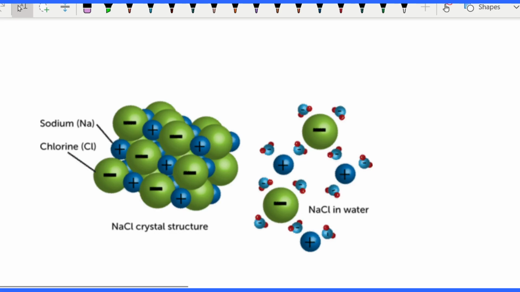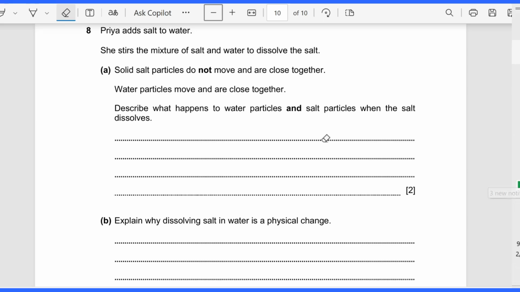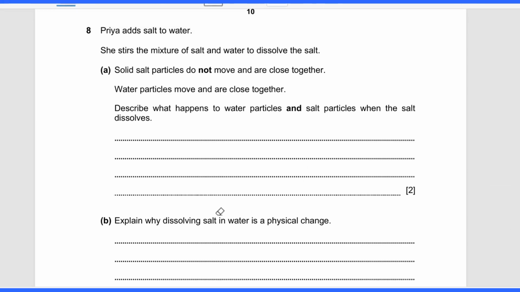And when it's dissolved in water, the ions separate and are surrounded by water particles. These are water particles, these small things. So these are the water particles here, and these are the negative ion, Cl ion of the salt, and the positive ion of the sodium. Right, let's move on. Now question 8b, why dissolving salt in water is a physical change.